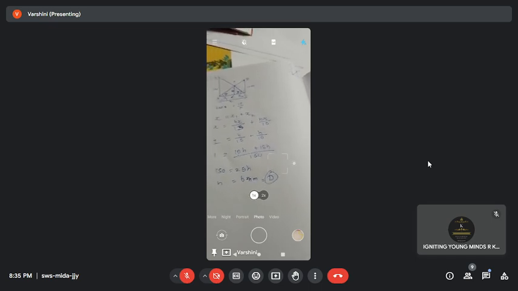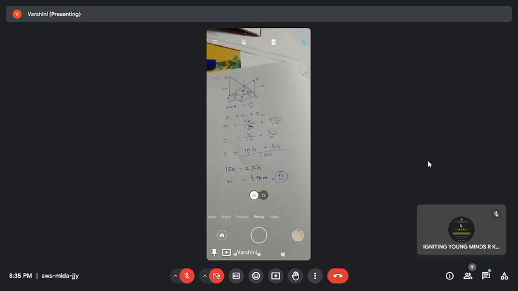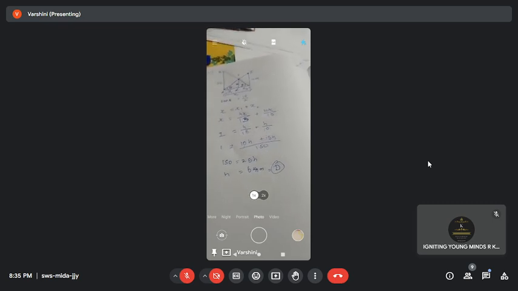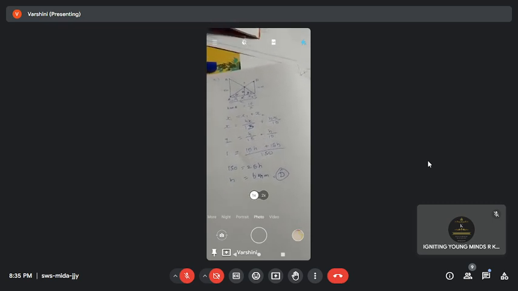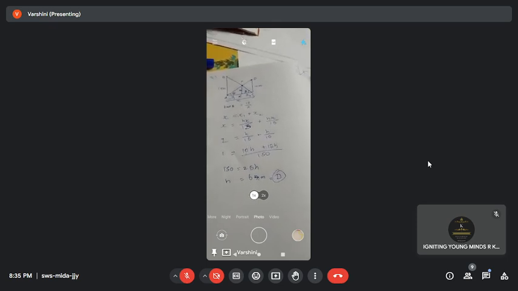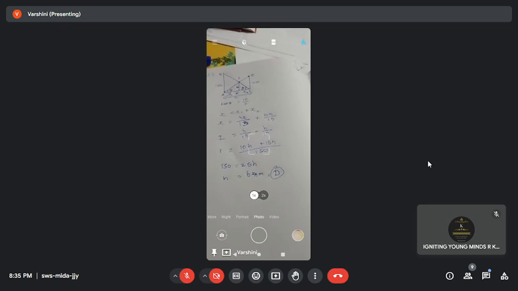I think that is what Varshini is also trying to explain. It is the similar triangle concept, but you are not explaining enough. I think you know that, but you are not explaining enough.